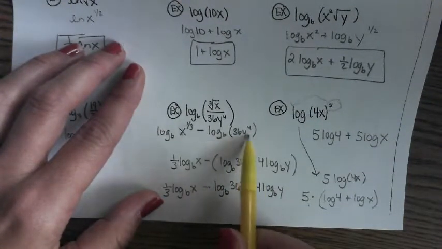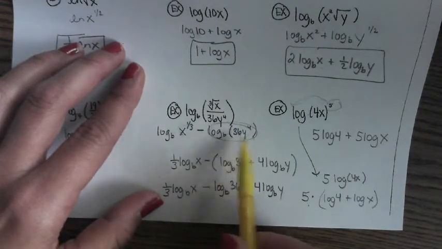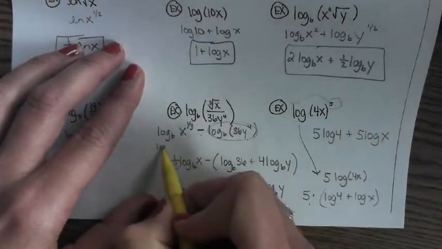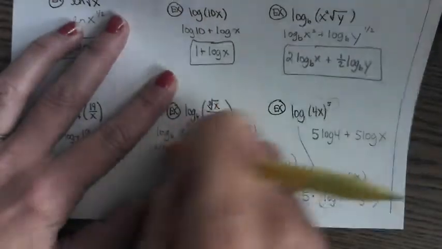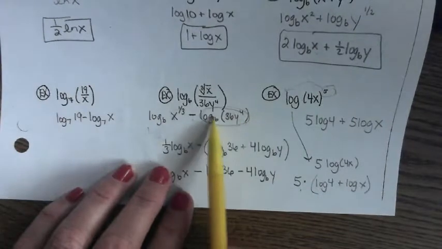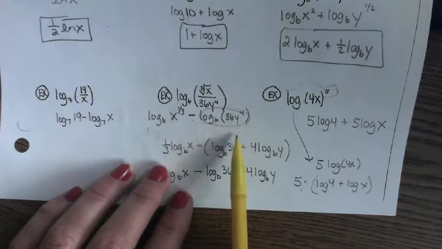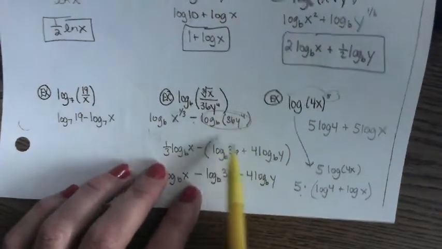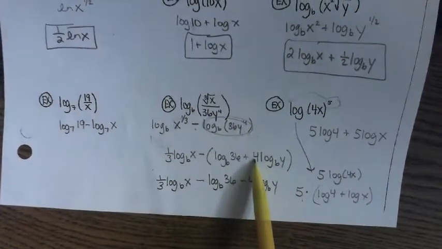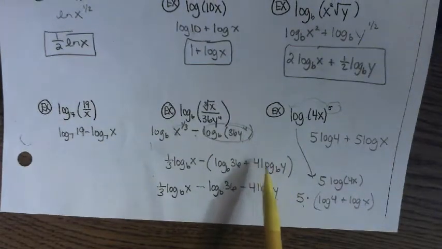And then because this one's a product, I also now need to split this one up into the sum of two parts. And since it's the sum and there's a subtraction sign out in front, I need to make sure I keep this when I split it up into the sum of two parts. Log base b of 36 plus log base b of y to the 4th. Keep it in parentheses and then later distribute. So the 4 eventually comes out in front. It was only on the y, so it only came in front of the 4 log y.